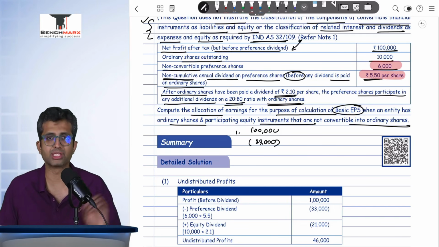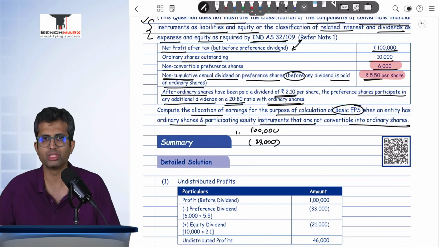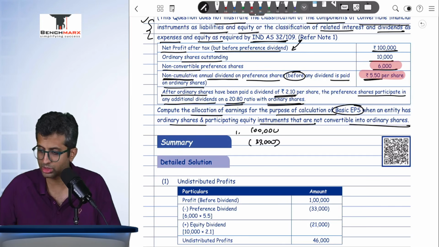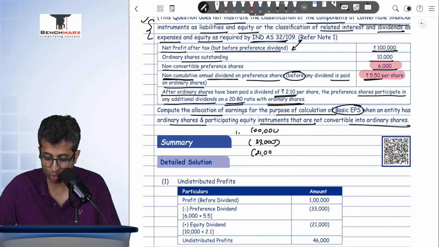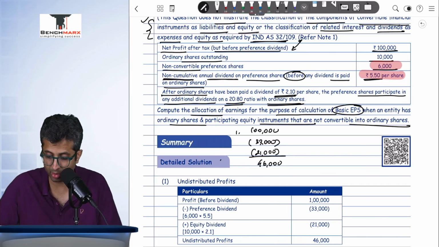No. After this I will have to pay equity dividend. So the equity dividend over here would be, for example, 10,000 into 2.1. Can I say this is equity dividend? This is 21,000, and hence what you are left over with is 1 lakh minus 33 and 21, which is 46,000. Can I say this is undistributed profit?